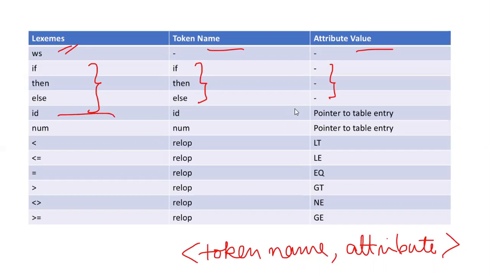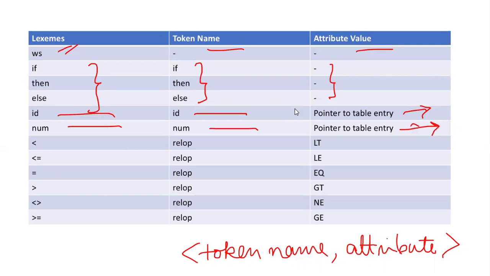For identifiers, you can see its token name is identifier, and it has an attribute value. And what is this attribute value? It's a pointer to the table entry. So if this identifier is a variable or a method, this attribute would be a pointer to the symbol table entry where this identifier has been added. If it is a numerical constant, then its token is num. Similarly, here also it's a pointer to the table entry.